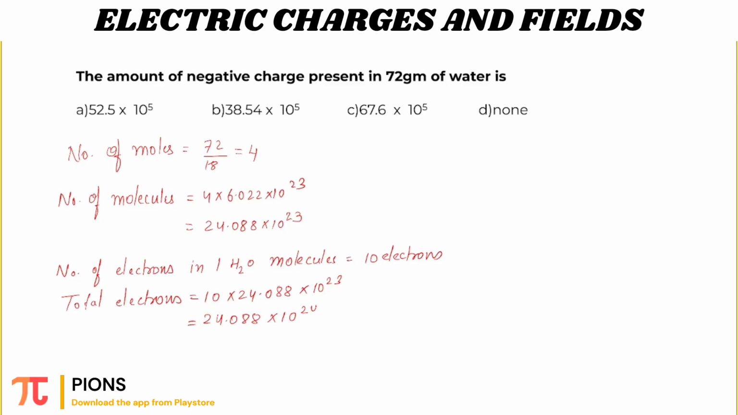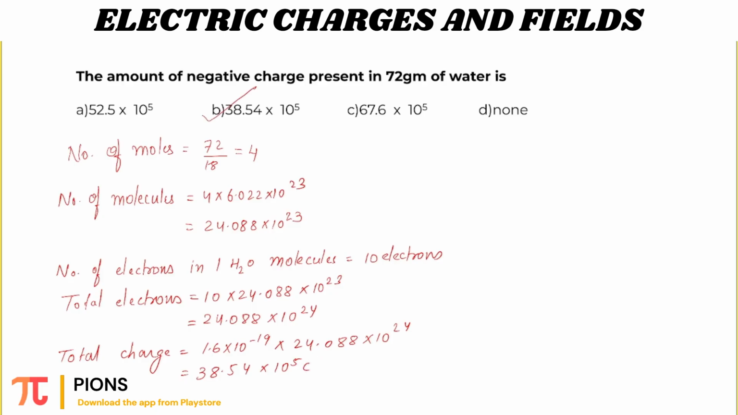That will be the number of electrons, and for the total charge we multiply it with the charge of an electron. So the total charge will be 1.6 into 10 raised to minus 19 into 24.088 into 10 to the power 24. Multiplying 24.088 into 1.6 gives 38.54 into 10 to the power 5 coulombs. So the correct answer is option B. It should be in coulombs. That's the unit.